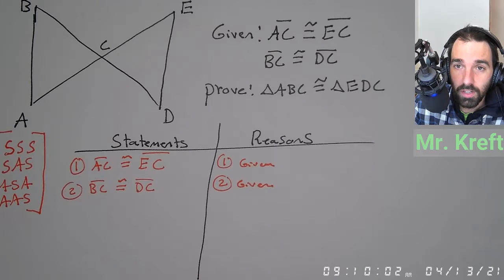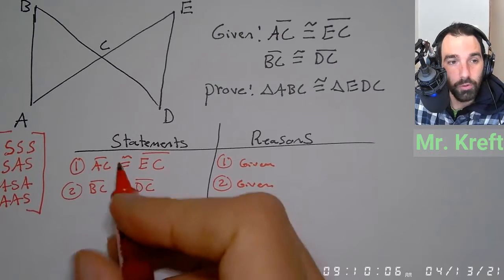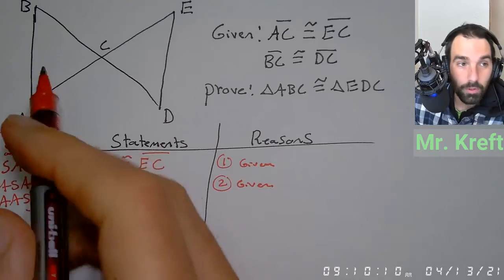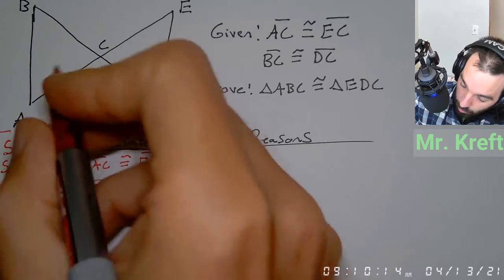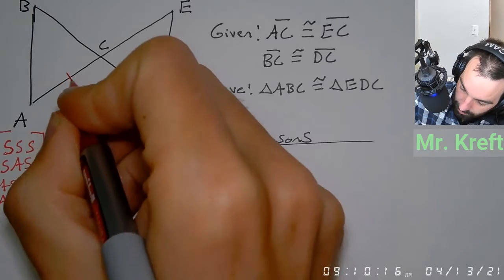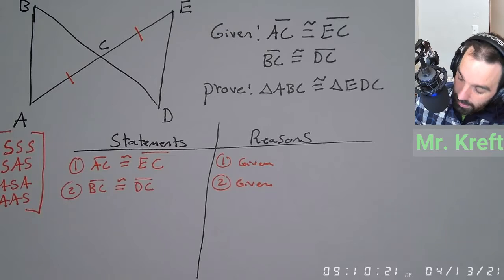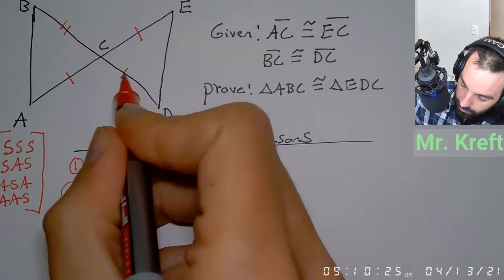All right, let's see where you guys got with this. Okay, so again, the first thing that you're always going to do is just copy and paste your givens down. But what we really need is our diagram. Our diagram needs to be filled out. So it says segment AC is congruent to segment EC, so I'm going to put a little tick mark to show that. And it says segment BC is congruent to segment DC.